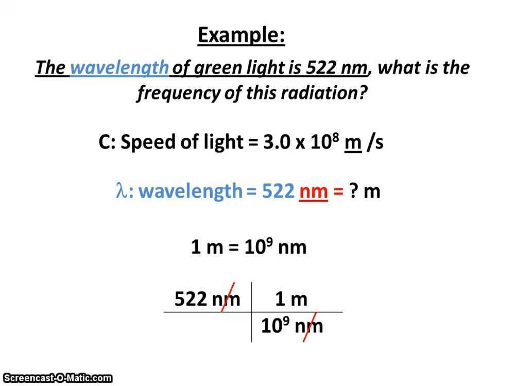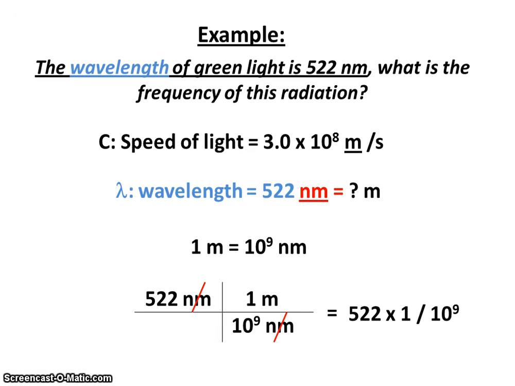All that's left to do is to cancel the units that we can. In this case, nanometers on top and at the bottom can be cancelled. And therefore, the resulting calculation is 522 times 1 divided by 10 to the 9. Plugging these values in the calculator, we'll get 522 times 10 to the minus 9, and the unit is going to be meters.